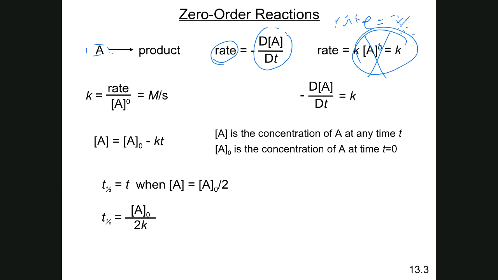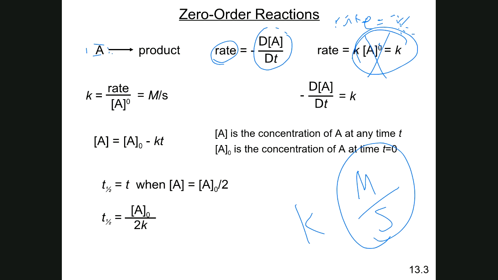Okay, so rate equals K. What would be the unit for K? If it's a zero order reaction, the unit for K is the same unit as rate. So rate is mole per second, or change in molarity per second. This is going to be molarity per second, so capital M per second. This is the unit for K for a zero order reaction.